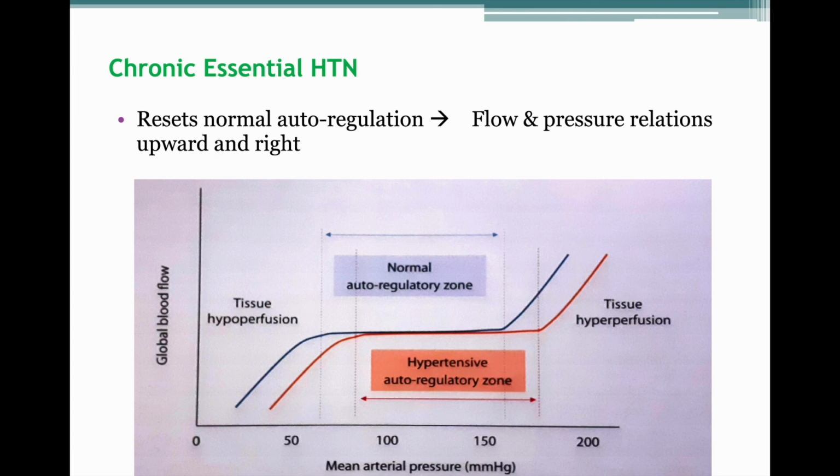So the blue is your normal autoregulatory zone, but in patients with essential hypertension, your autoregulatory zone gets shifted to the right. So if in these patients you target a lower MAP, as in 55, 60, 65, the organs may not get perfused. So in these patients, you have to target a higher MAP.